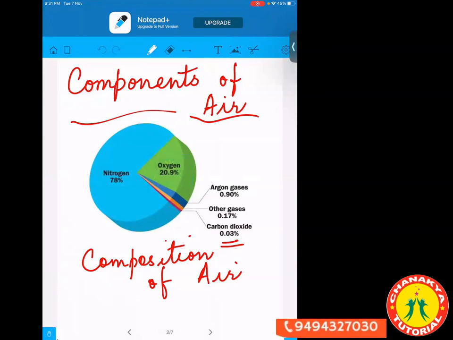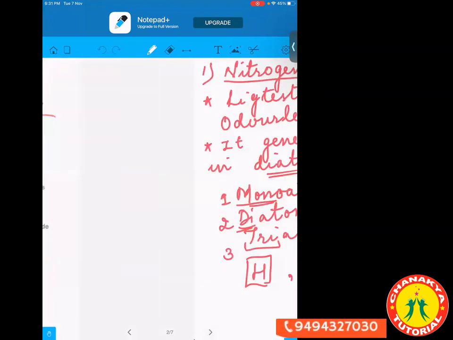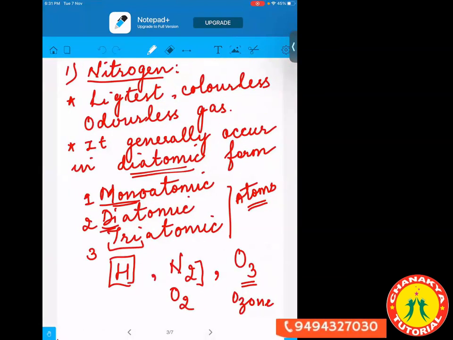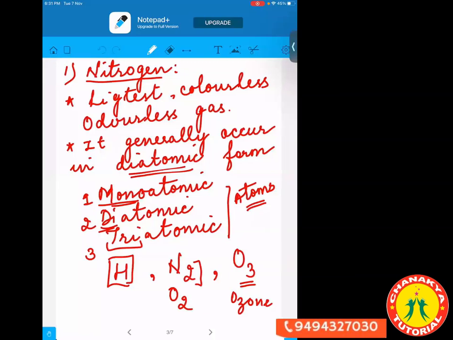So we have discussed the composition of air. In this, we have discussed that nitrogen is 78%, the highest amount of it. But though it is present in the highest amount, we cannot use it directly; it has to be converted into some other form. Talking about the characters of nitrogen, it is the lightest, a colorless, odorless gas. It is present in the diatomic form. Diatomic means two; there are two atoms of nitrogen in it.